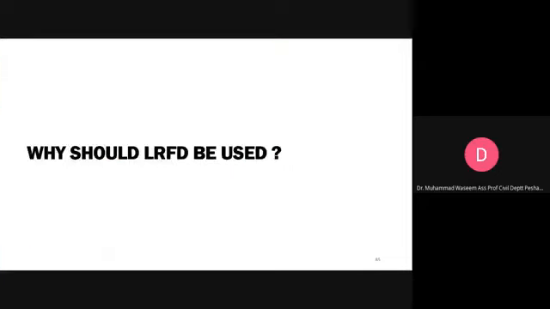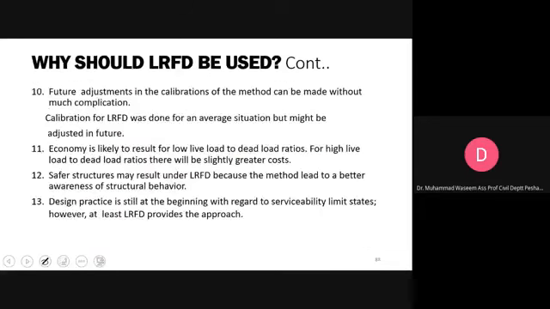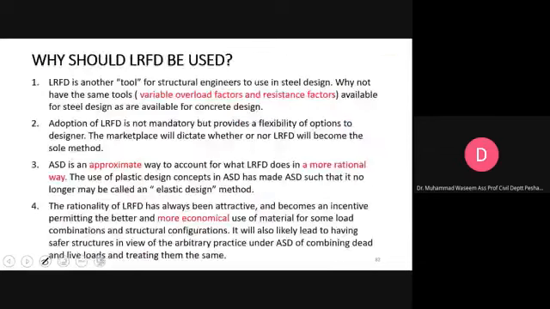So the next is why we should use LRFD. There are some merits of LRFD, why we should go for LRFD, not the ASD. So you can go through these certain points. I will end my lecture here. You can go through these merits of LRFD by yourself.